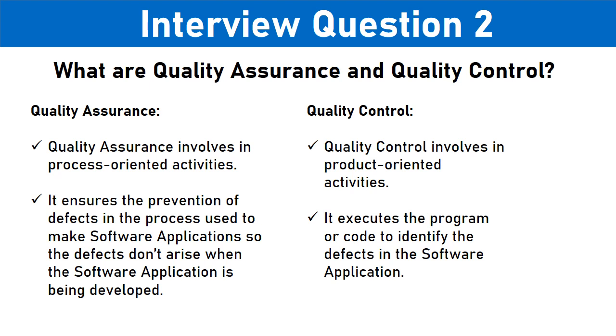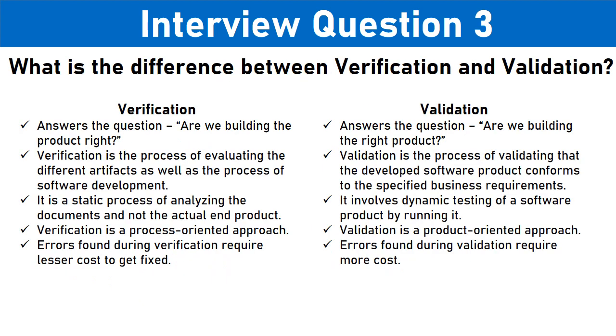So friends, what are quality assurance and quality control? This question is also a very popular, fundamental and common question. Quality assurance or QA involves process-oriented activities, whereas quality control or QC involves product-oriented activities. QA ensures the prevention of defects while developing the software, whereas QC executes the code to identify the defects in the software application.